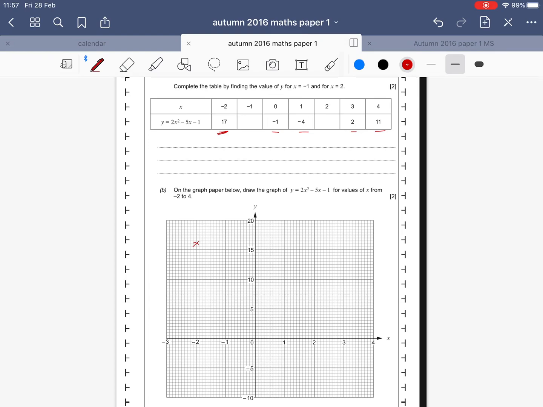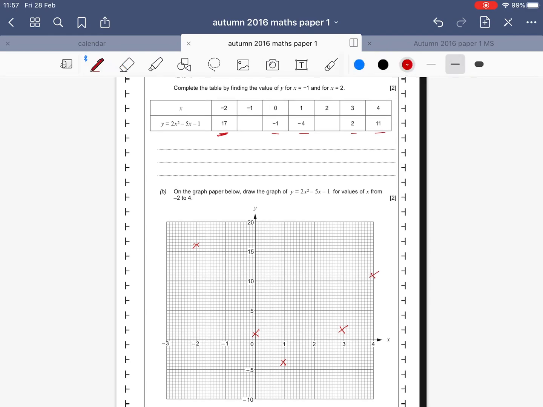I don't have the minus 1. I've got 0, minus 1. So I go across 0, up minus 1. I've got 1, minus 4. So I go across 1, down minus 4. I don't have the 2. I've got 3, 2. So I go across 3, up 2. And I've got the 4, 11. So I go across 4, up 11. So I can see my curve. I know my answers have to go around about here and here. So my answers are going to look about 11 or 10, and then about minus something.